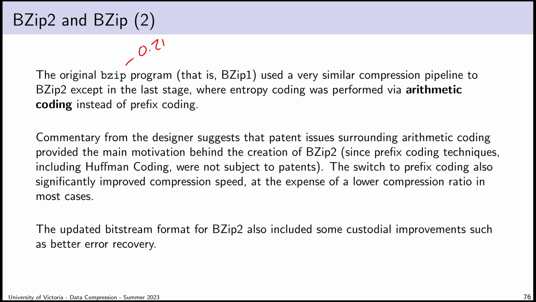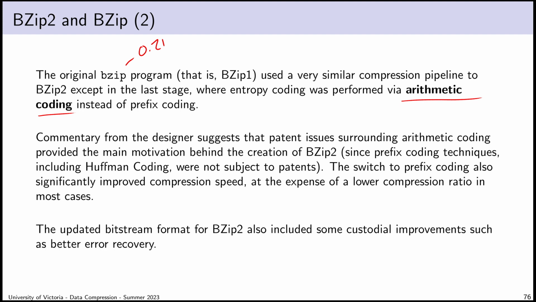However, the last stage wasn't prefix coding. It wasn't Huffman coding or prefix coding. It was a different entropy coding mechanism called arithmetic coding. Arithmetic coding in general, especially at the time, was found to be pretty slow. So arithmetic coding is generally much slower for both compression and decompression than prefix coding.